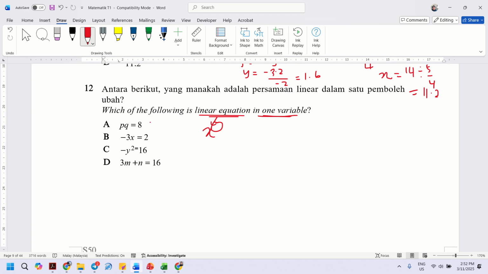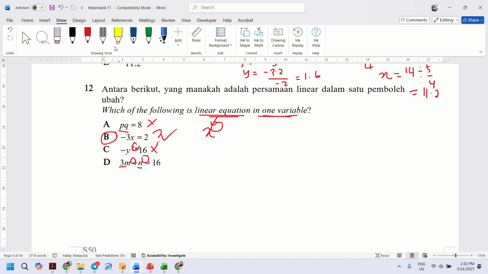Look at option A. It has two variables, so this one is wrong. Look at the other answers. Option C has power of 2, so this is wrong. This one is a linear equation because the variable has a power of 1, and it is one variable, so the answer is B.